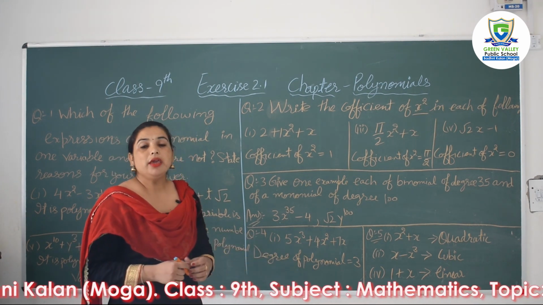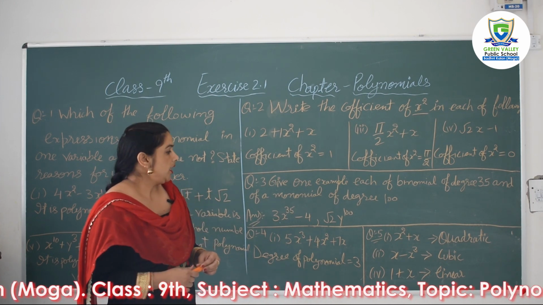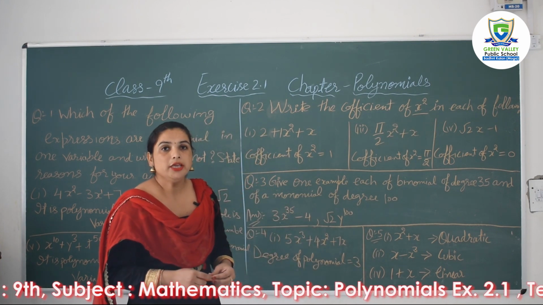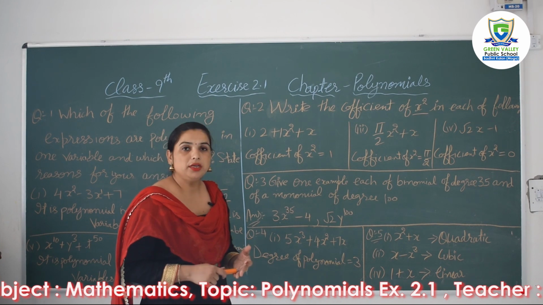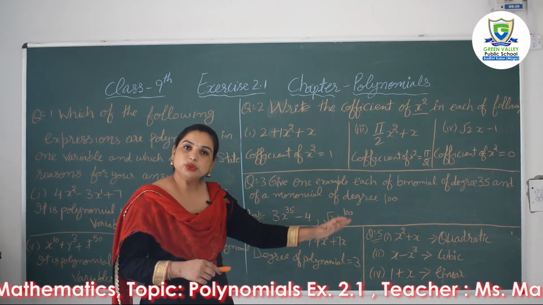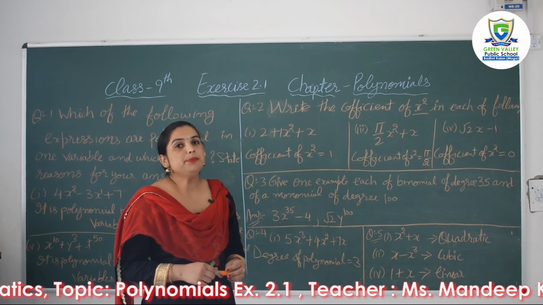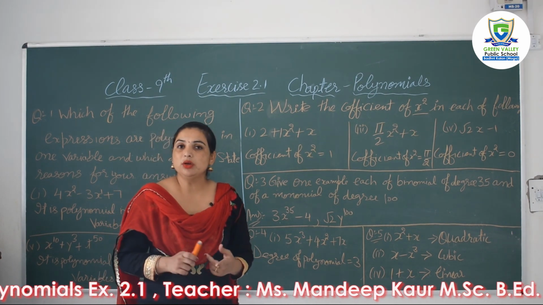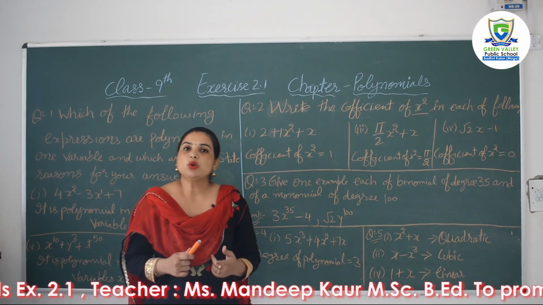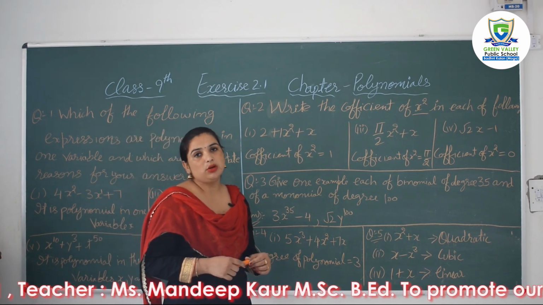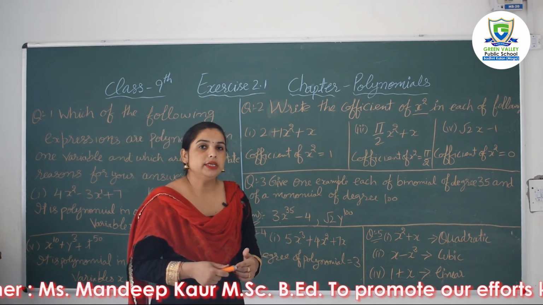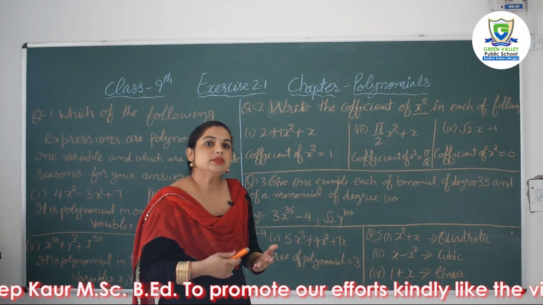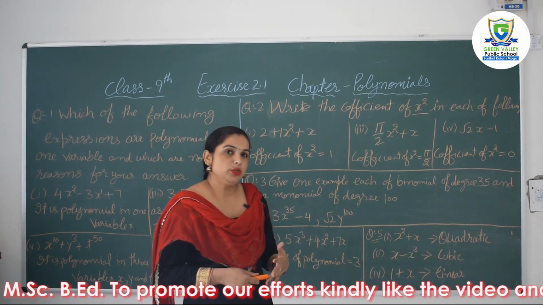After this, student, we have the last question of this exercise. In this question they ask that you have to identify which is quadratic, which is cubic, and which is linear. These are also types of polynomial, but these are based on the degree of the polynomial. And we know if we have degree of any polynomial 1, then it is called a linear polynomial. If the degree of any polynomial is 2, then it is called a quadratic polynomial. And if its degree is 3, then it is called a cubic polynomial.